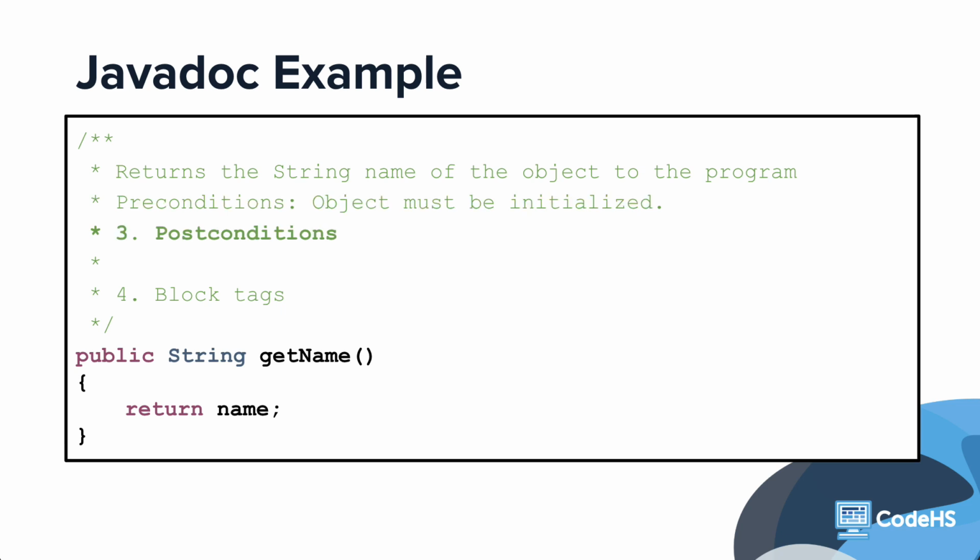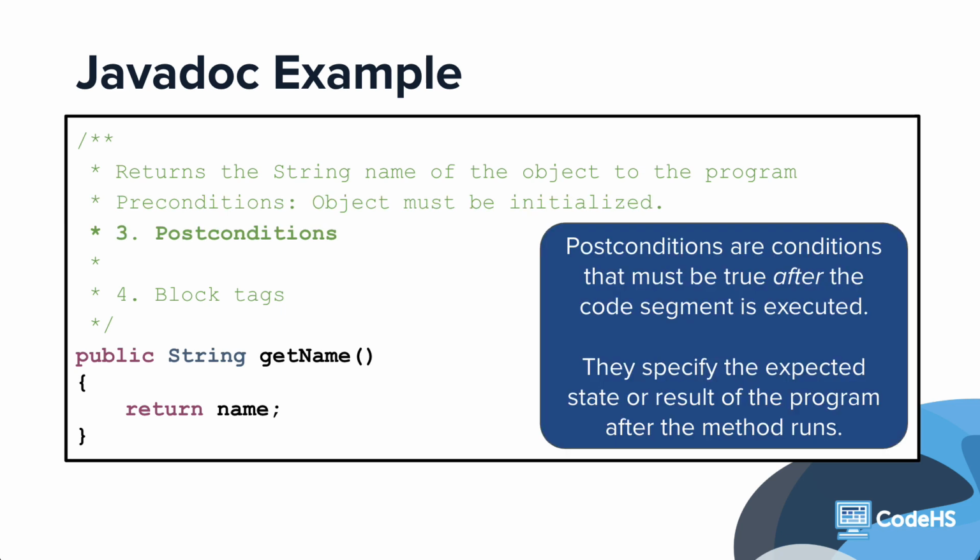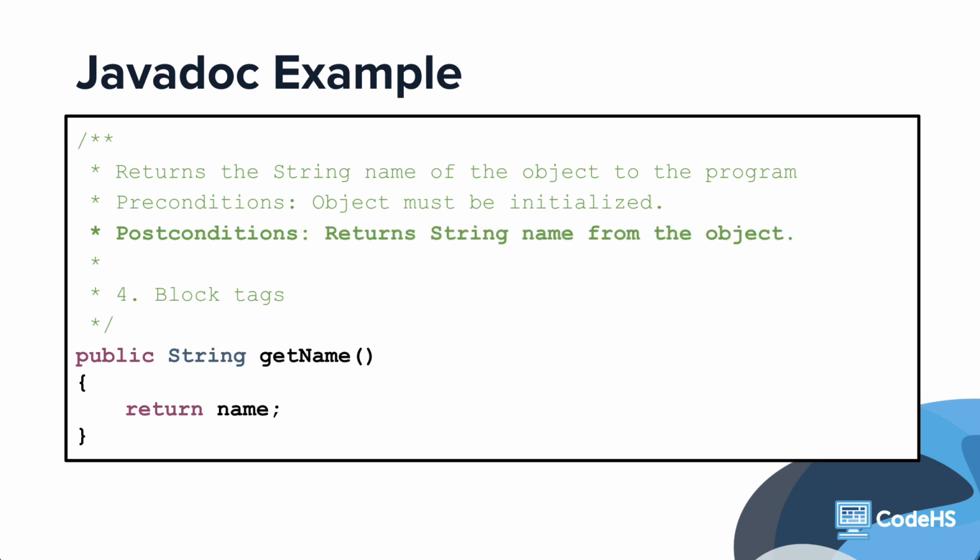Next, let's look at the post condition. A post condition is a condition that must be true after the code segment is executed. They specify the expected state or result of the program after the method runs. Programmers write method code to satisfy the post conditions when preconditions are met. In this case, the post condition is fairly simple. You can state that the method returns a string name from the object.